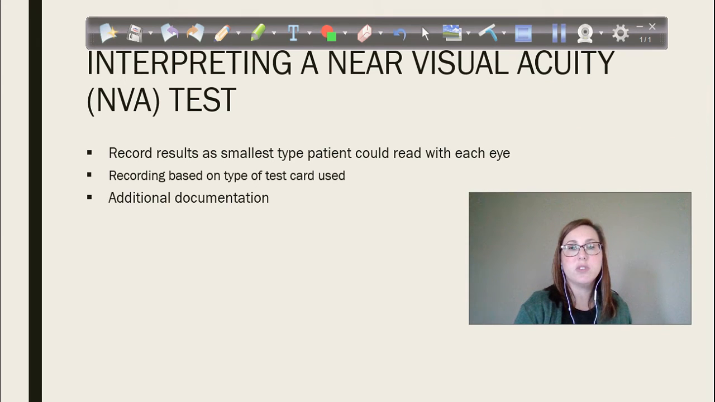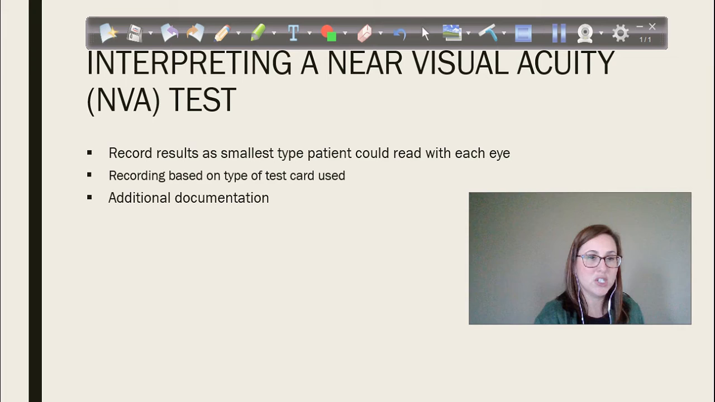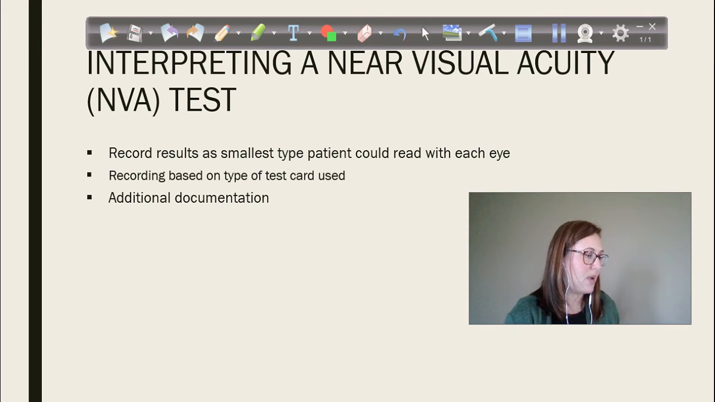Again, you record the results as the smallest type the patient could read with each eye, and then the recording based on the type of test used. So you want to make sure you're putting in what cards you used, what their vision was in each eye, and then any additional documentation, like those unusual symptoms that they might have had, like the squinting or tilting of the head.